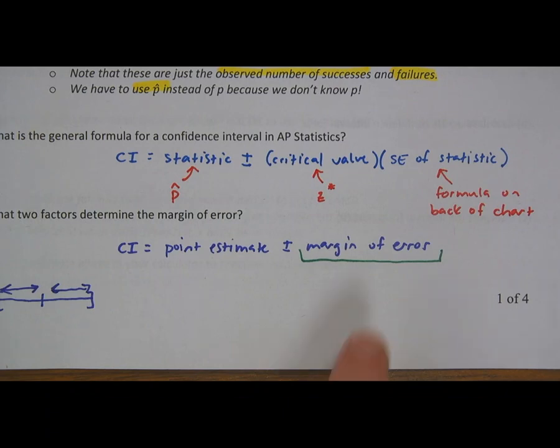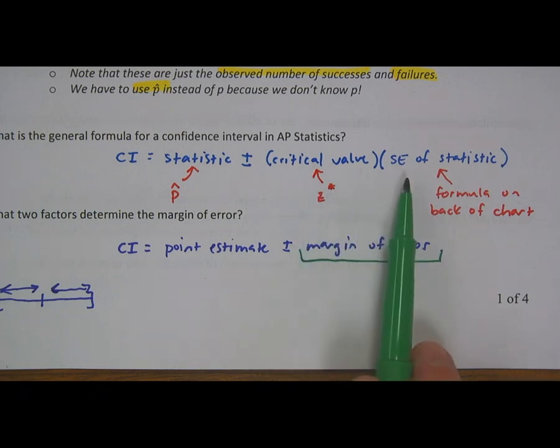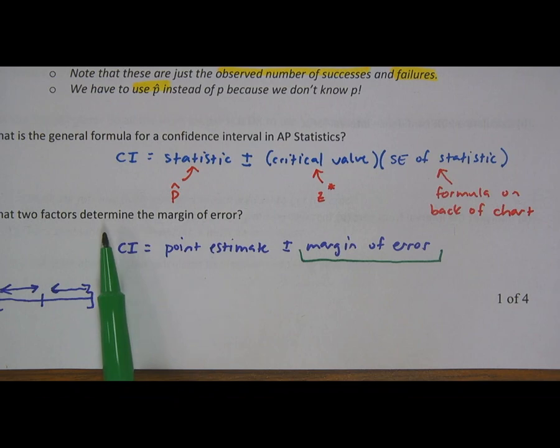So I have that written down in the notes on Schoology, but I'm just saying it out loud here if you want to jot it down. The margin of error is made up of the critical value and the standard error of the statistic. That's the question that it was asking here. All right, go ahead and turn the page.